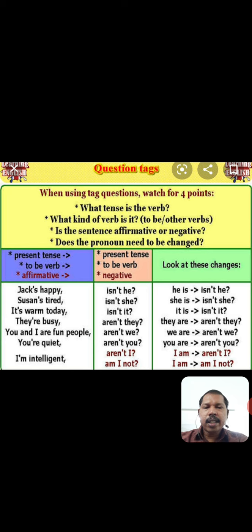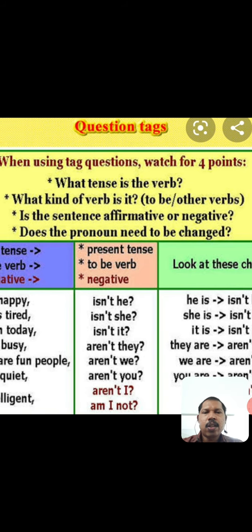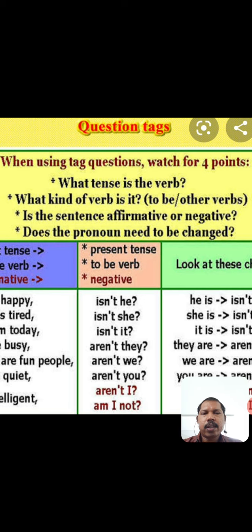When in the exam they ask a question tag, you have to remember these 4 points. When using question tag questions, watch for 4 points. What tense is the verb? First identify the verb and identify its tense, whether it is simple present, past tense, or any other. What kind of verb is it? Be verb or other verb?